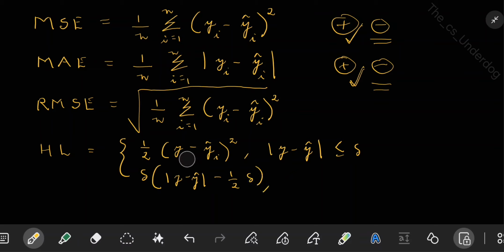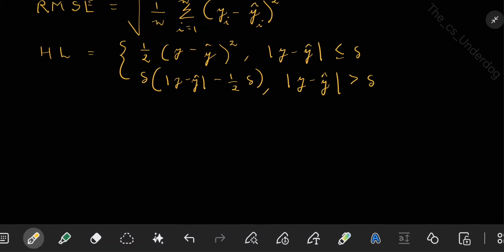Here I am removing i because it's not just for the ith term. That is, for each of the terms you have to see which is the case. Then you have to see y minus y cap less than or equal to delta, in which case you use this particular formula. Otherwise, y minus y cap greater than delta, you use the other formula. So this is what we had used in case of Huber loss.